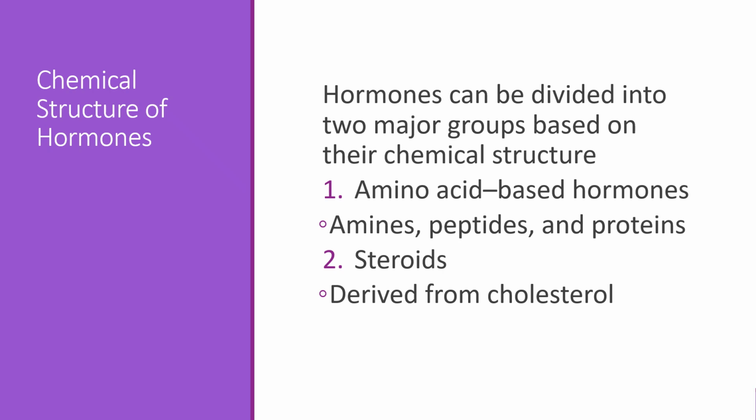A peptide is a string of 50 or less amino acids, whereas a protein is 50 or more. So a hormone could be an individual amino acid or just a couple of amino acids, what we call amines. It could be a peptide, which is less than 50 amino acids, or it could be a protein, which is more than 50 amino acids all strung together, linked by peptide bonds. The other main category are the steroids. So these are all derived from cholesterol that you make in your body.